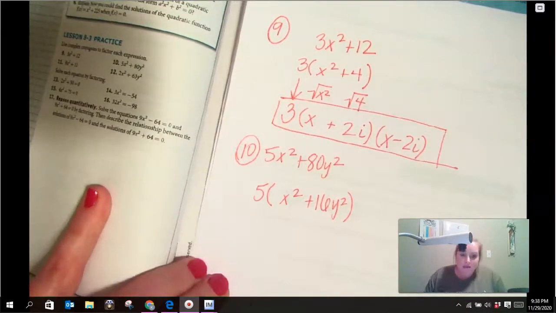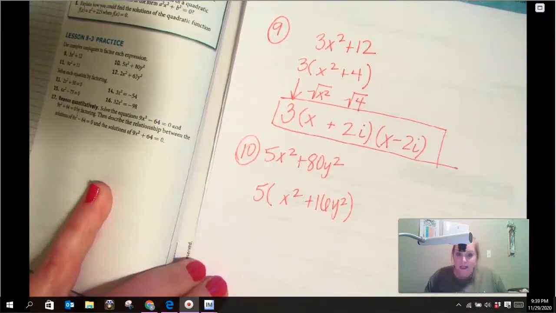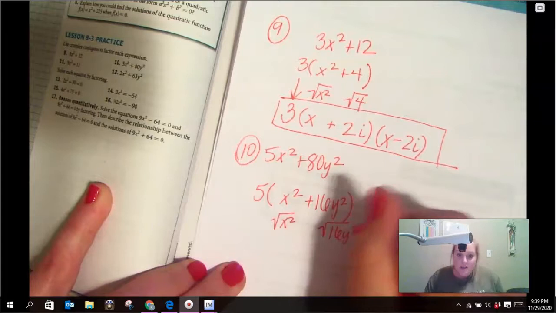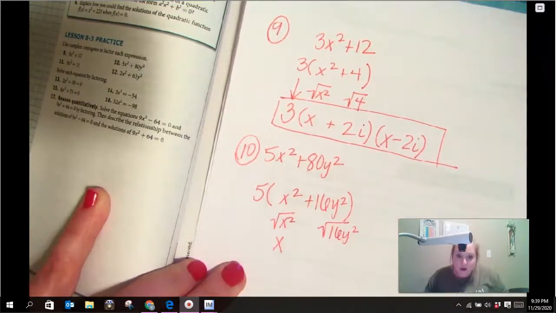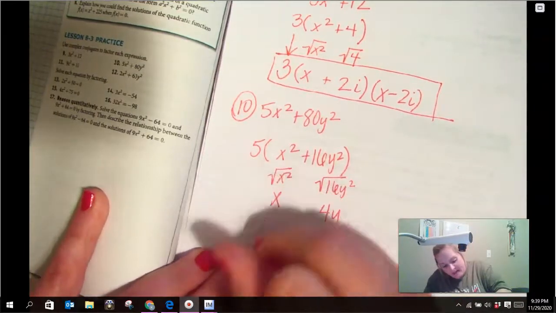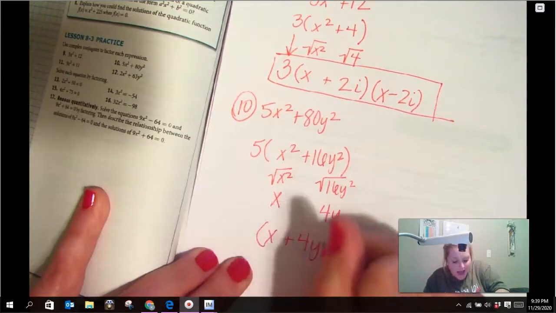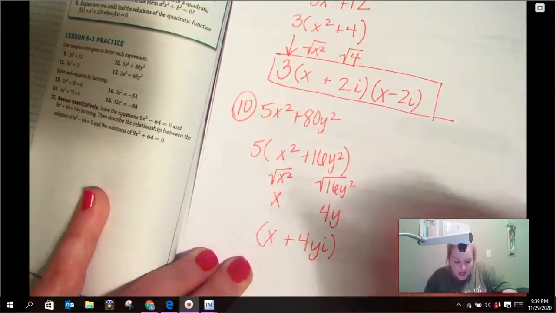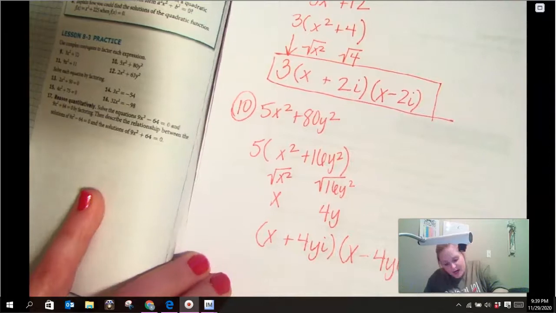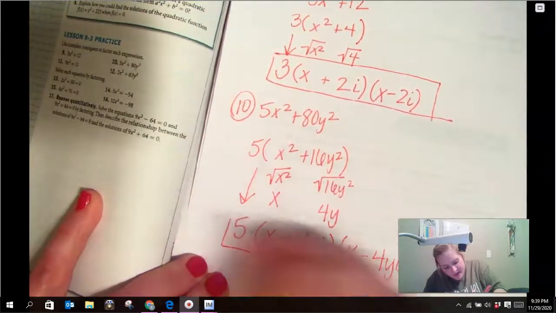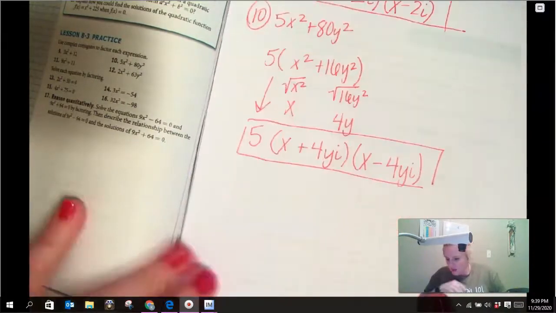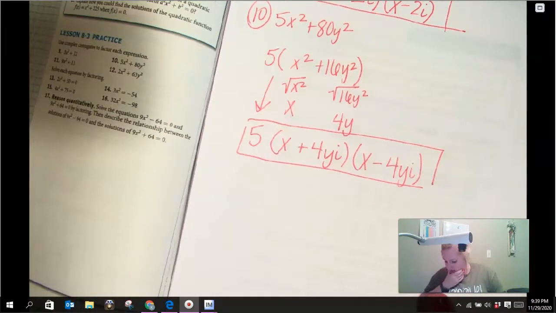Alright, so then we have that factored out, which is basically undistributing. And so then I'm going to take the square root of each of those. Okay, the square root of x squared is x. The square root of 16y squared is 4y. So I'm going to have x plus 4yi. Make sure you put your i. And then x minus 4yi. And then I need to bring down the 5. That's my answer.